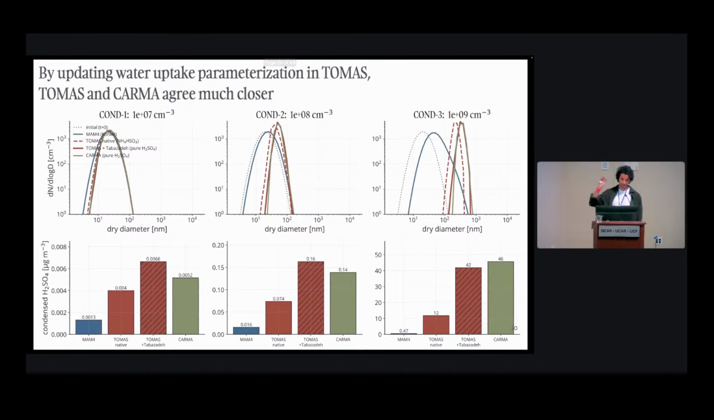And then I ran the simulations again. Now you can see the updated parameterization in Tomas agree much better with Karma, and the solid red line with the green agrees much better. So you still see differences in terms of the total amount of H2SO4 condenses, and again, it goes to the diffusivity calculations and all the other underlying code that it's different, but you get better agreements.